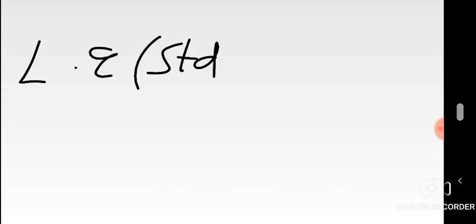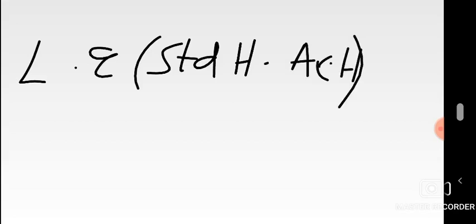Labor efficiency, LE. This is equal to (standard hours minus actual hours), close brackets, times standard rate, SR. Well, how do we get standard hours? Remember what I explained earlier on in the video? They are also called standard quantity, standard hours.